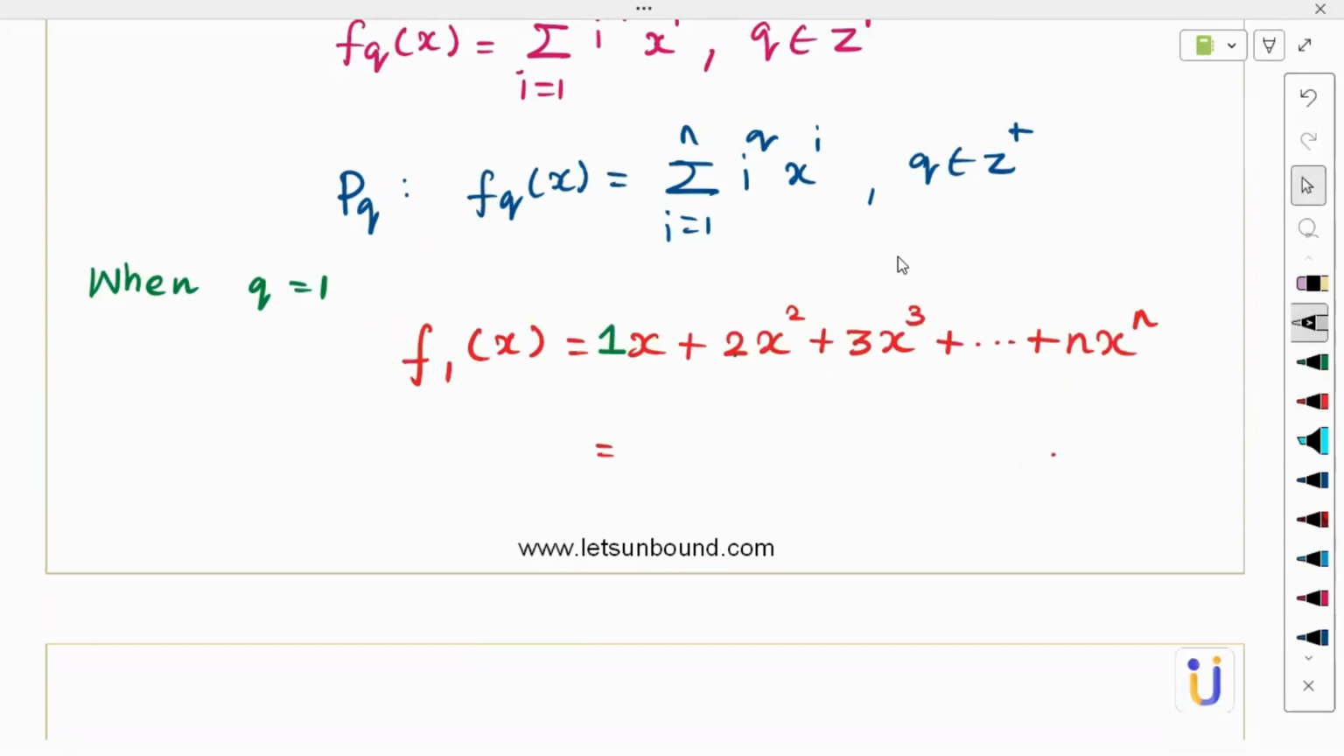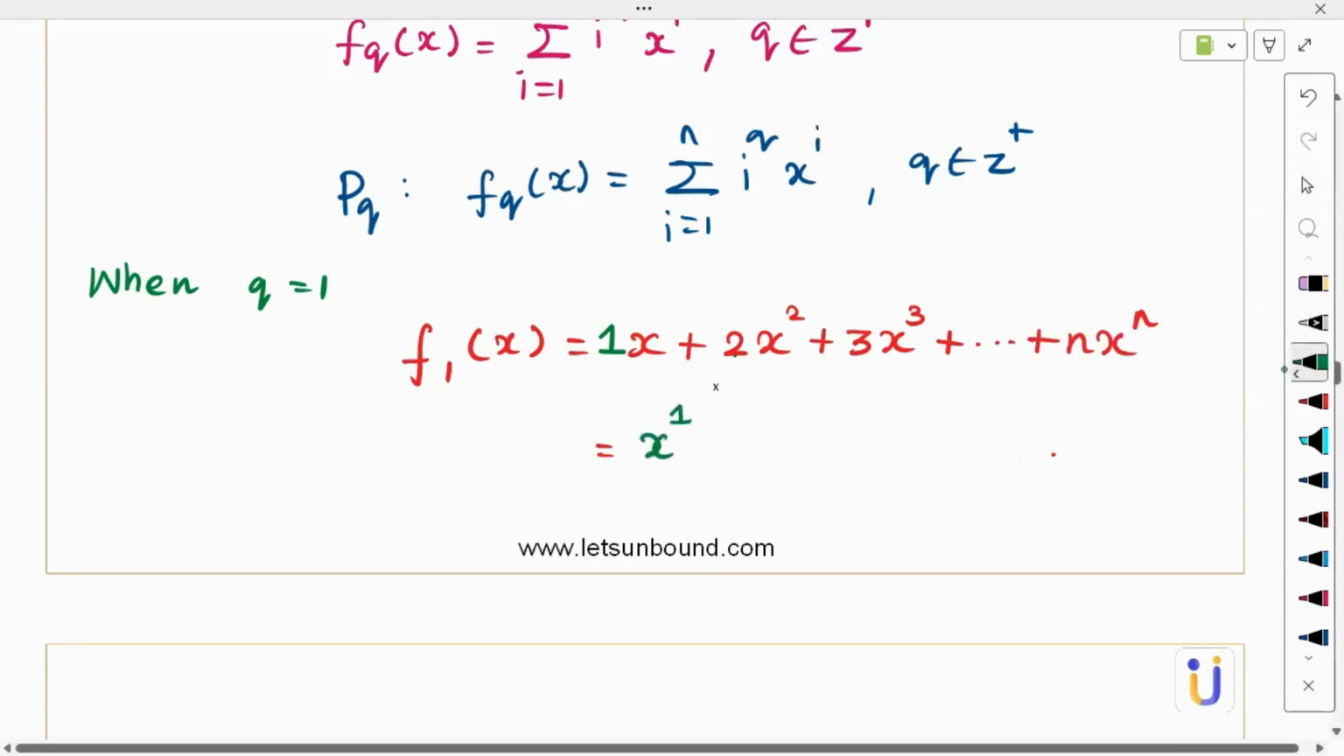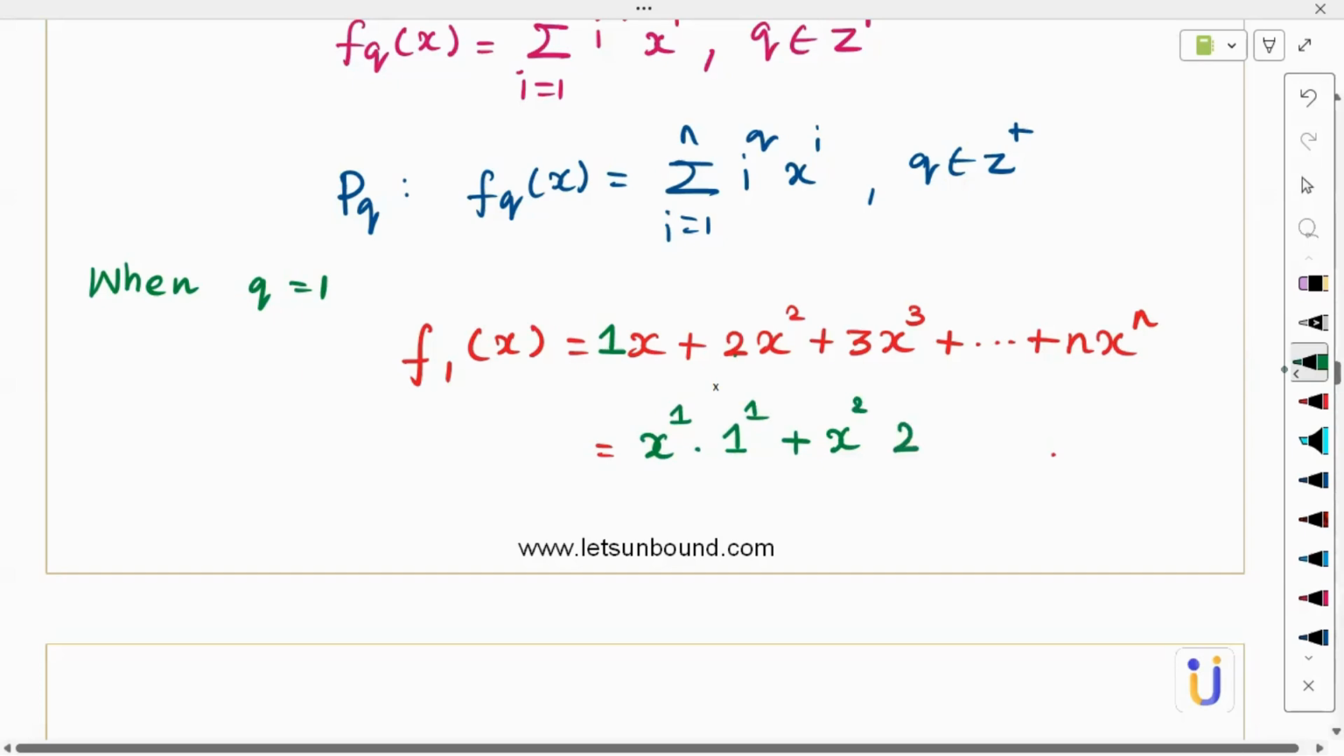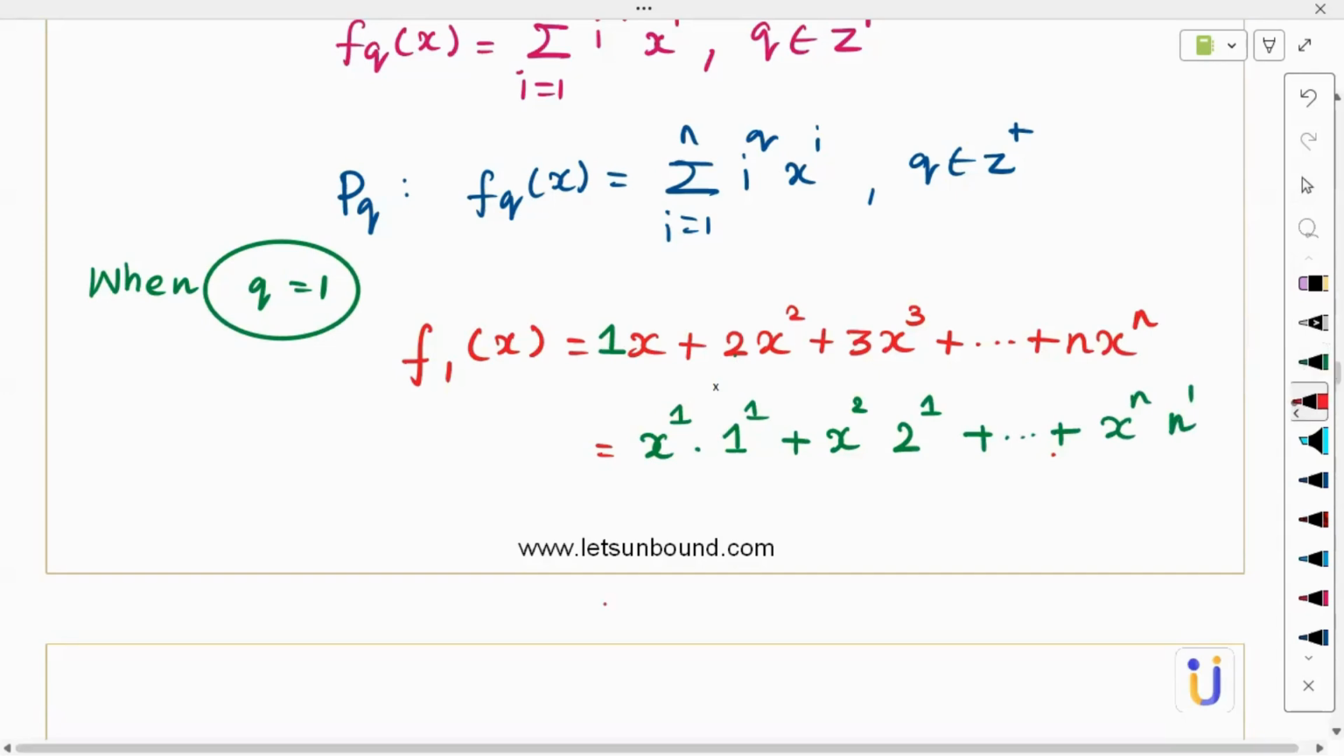So this, let me write, okay, I have to express it x power I power q. So x power 1, wait a moment. This can be written as x power 1 times 1 power 1. Then this x power 2 times 2 power 1. Why I'm writing 1, 1? We are dealing with the case q is equal to 1, right? Plus and so on, x power n times n power 1, right? So let me take it out.